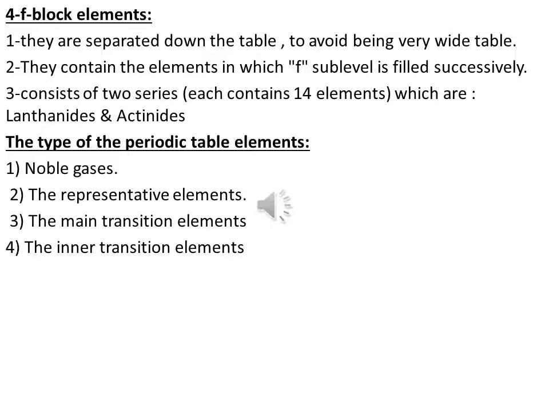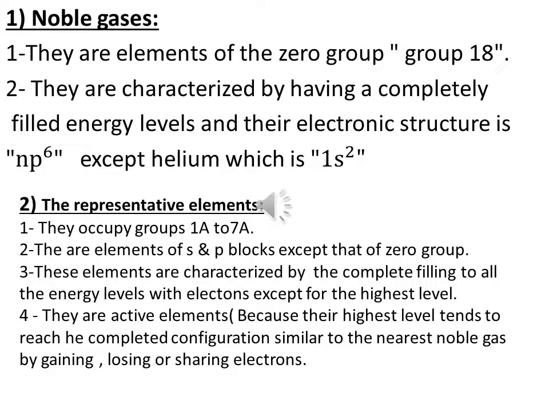As for the types of periodic table elements, we have 4 types: noble gases, representative elements, transition elements, and inner transition elements. First one, noble gases. They are elements of group 0 or 18. They have completely filled energy levels, with configuration np6, and the only exception is helium, whose outermost level is 1s2.